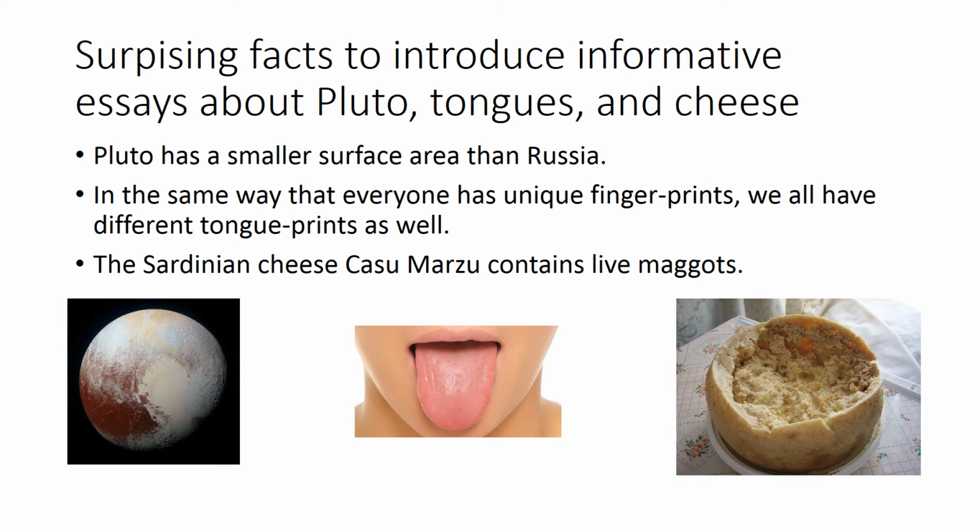Pluto has a smaller surface area than Russia. In the same way that everyone has unique fingerprints, we all have different tongue prints as well. The Sardinian cheese Casu Marzu contains live maggots. Each of these opening sentences for essays about Pluto, tongues, and cheese identify odd pieces of information and use them to convey the impression that the essay to follow will not only teach me things I didn't know before, but that there are fun, weird, and uncanny aspects to what might have seemed to be mundane topics.